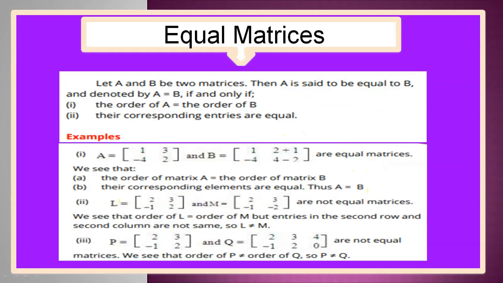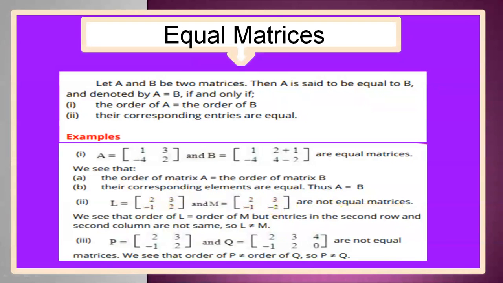While if I take this example, I have this L matrix and this M matrix. Check it out, is it the same or not? This is 2, this is 2. This is -1, this is -1. This is 3, this is 3. This is 2, but this is -2. So they are not equal matrices. The order is the same, a 2 by 2 matrix and a 2 by 2 matrix, because 2 rows, 2 columns and 2 rows, 2 columns. But the next rule is about the elements. If the elements are different, they are not equal. If the rows and columns are not equal, they are not equal.